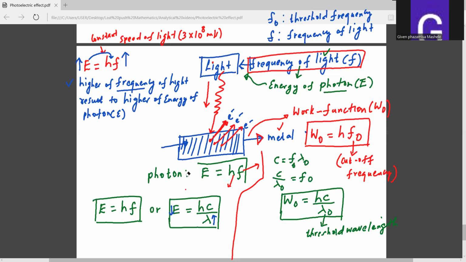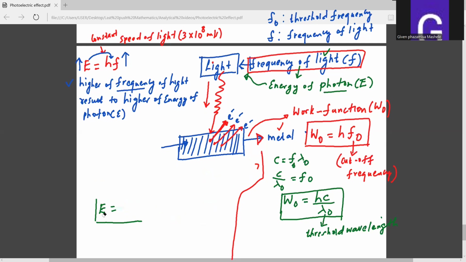But now let us talk about the work function. How can we increase the work function or decrease the work function? We know that work function is calculated by using Planck's constant times the cutoff frequency f naught. And remember, the h is constant. So if I want to increase the work function, I have to increase the cutoff frequency. The higher the cutoff frequency, the higher the work function. And we know if the cutoff frequency is higher, it means wavelength is lower.